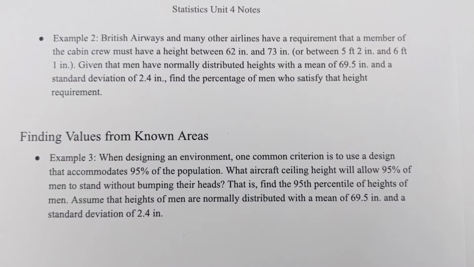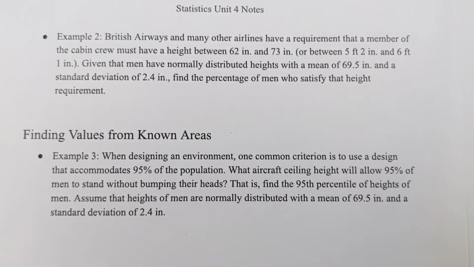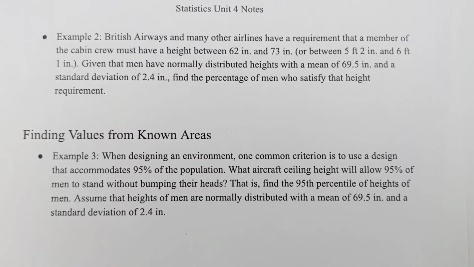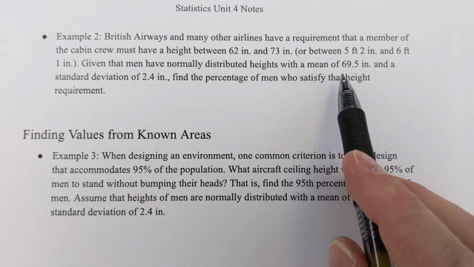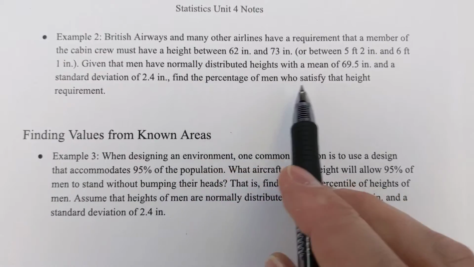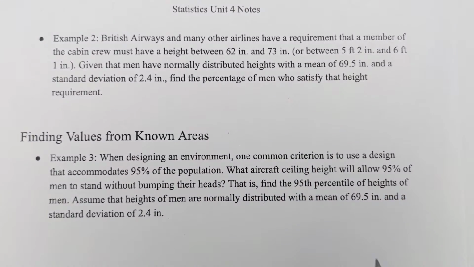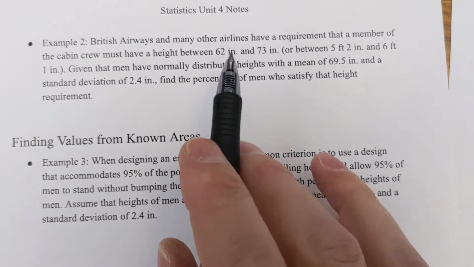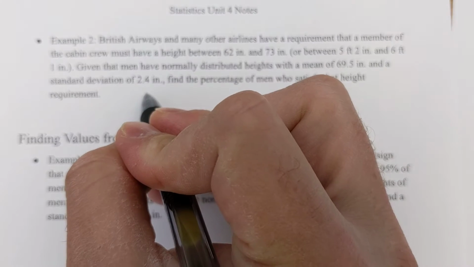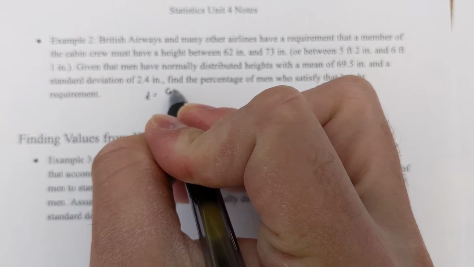Okay, so flip it over here. British Airways and many other airlines have a requirement that a member of the cabin crew must have a height between 62 and 73 inches, given that men have normally distributed heights. So there's my average, there's my standard deviation. Find the percent of men who satisfy the height requirement. So I have to find 2 z-scores, one for the low end, 62 inches, and one for the high end.